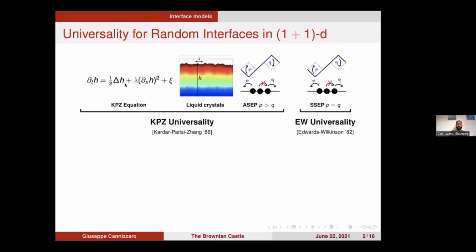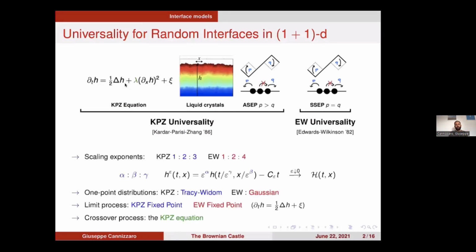Now, we know quite a lot about these universality classes. So first, the scaling exponents. So what do I mean? What I mean is the following. Take your microscopic model, imagine that for some reason you suspect it belongs to either the KPZ or the Edwards-Wilkinson universality class. And then the question is, what is the scale at which I need to look in order to see non-trivial fluctuations? Well, in the case of KPZ, these scaling exponents are 1, 2, 3, while in the case of Edwards-Wilkinson, they are 1, 2, 4.